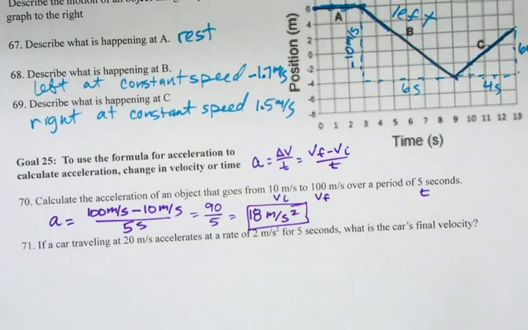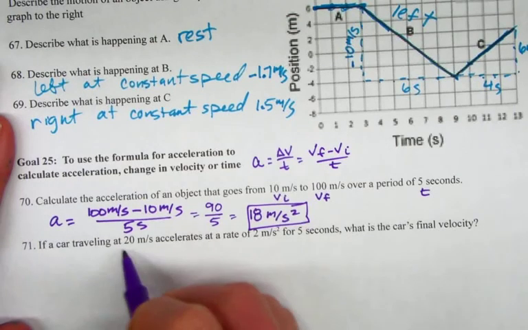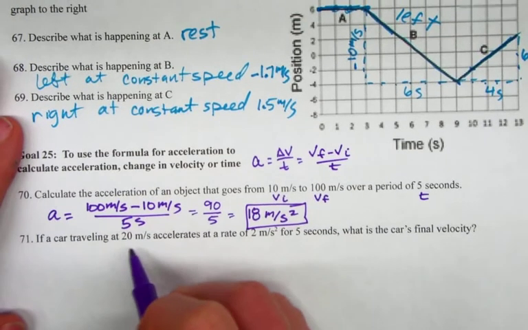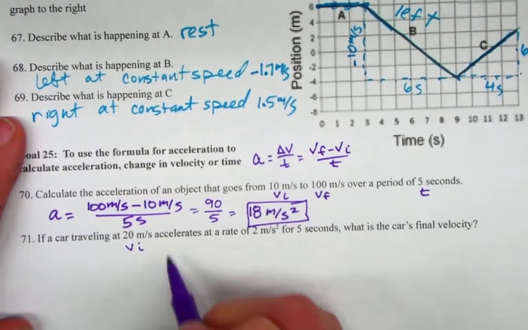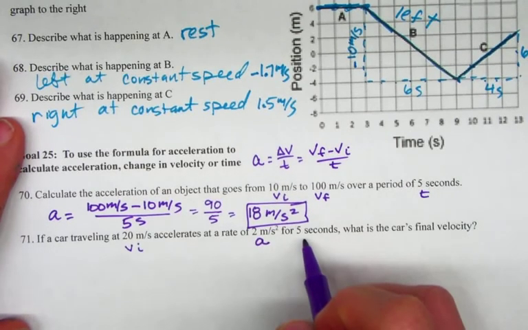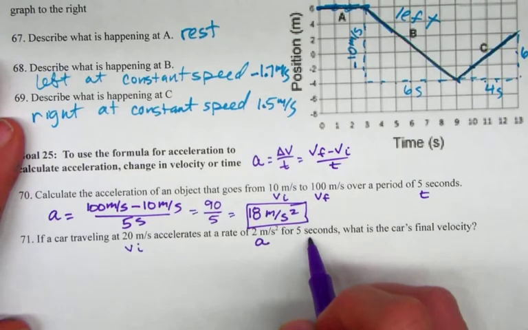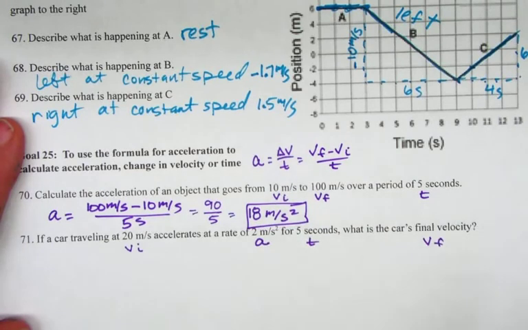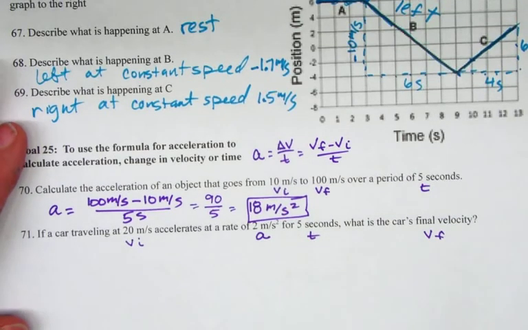All right, so if the car is traveling at 20 meters per second, so it's already doing this, so this would be considered the initial velocity. It accelerates at 2 meters per second squared, so this is acceleration, and it does that for 5 seconds, that's t. It wants to know the final velocity, okay?